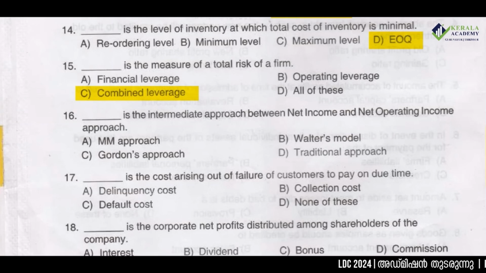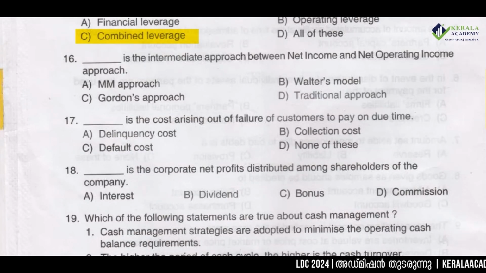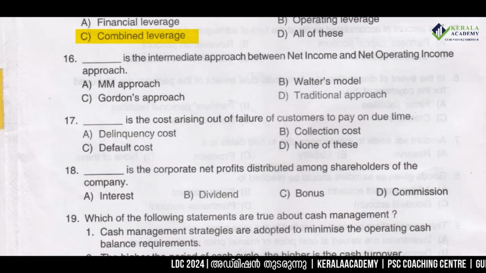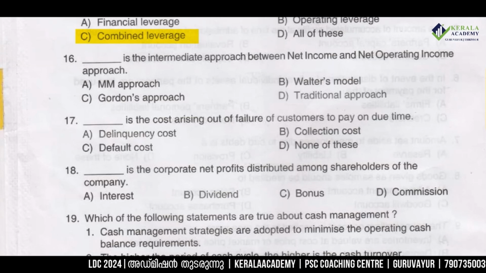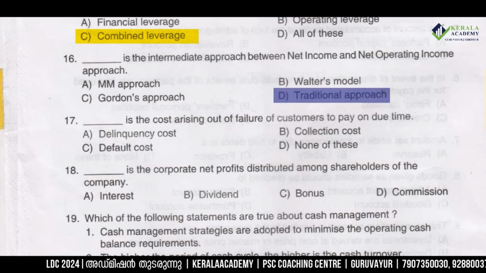Dash is the intermediate approach between net income and net operating income approach. Modigliani-Miller approach, Walter's model, Gordon's approach, traditional approach. Answer option D, traditional approach.